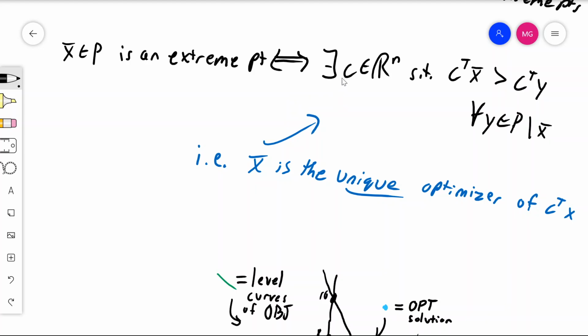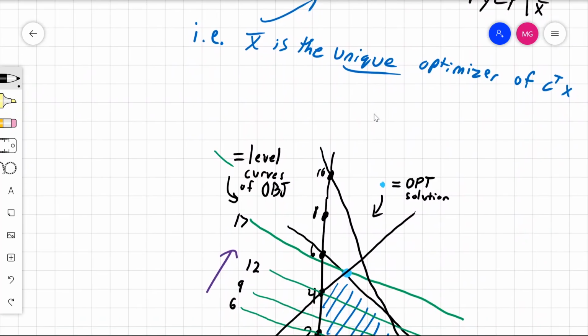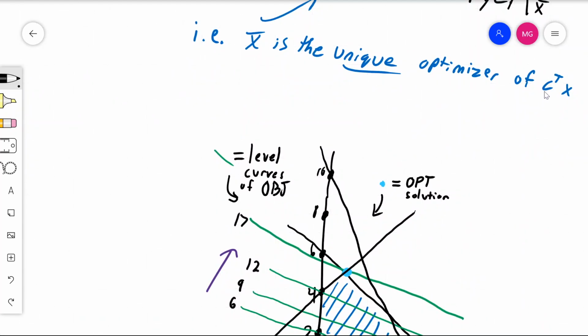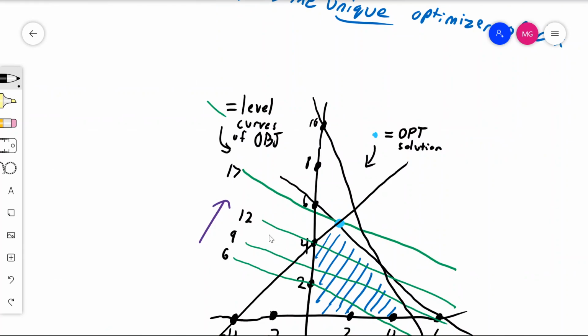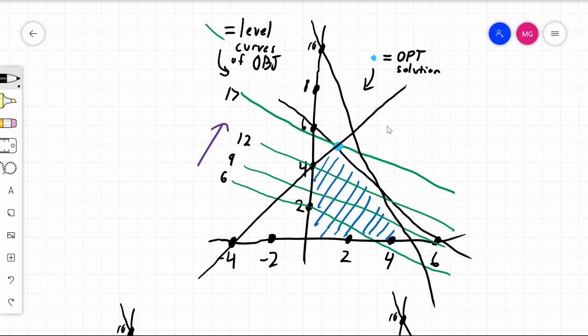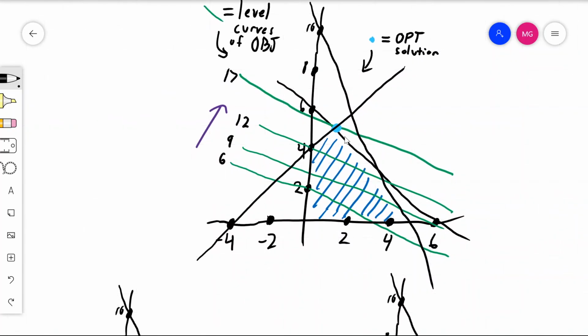Okay, so you have to imagine that when you have this vector c, you can look at the level curves, because that gives you the function c transpose x, and then the level curves of it, you're trying to push them as high as they can go. And when you push as high as they can go, they should just touch exactly at that single extreme point. And that's why you geometrically see that it's the unique point that is realized as the optimal solution.